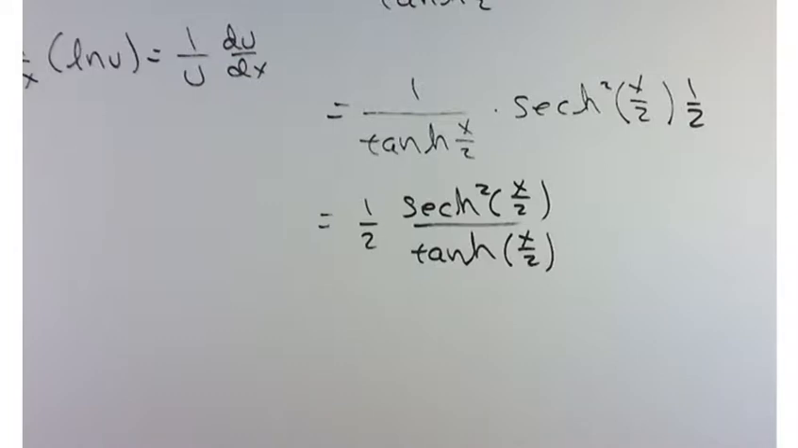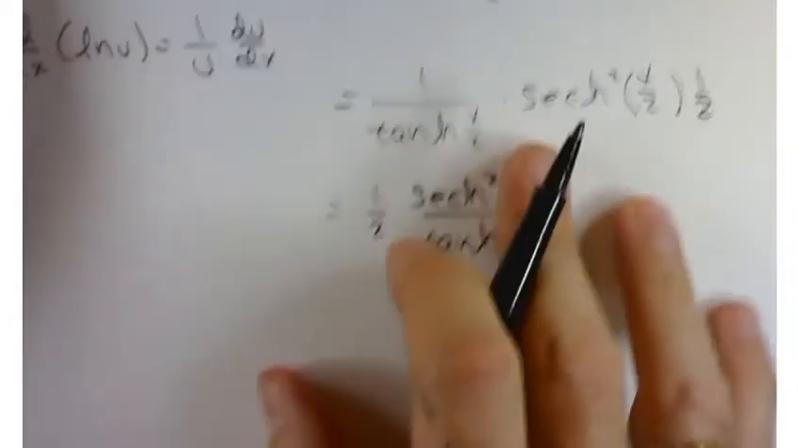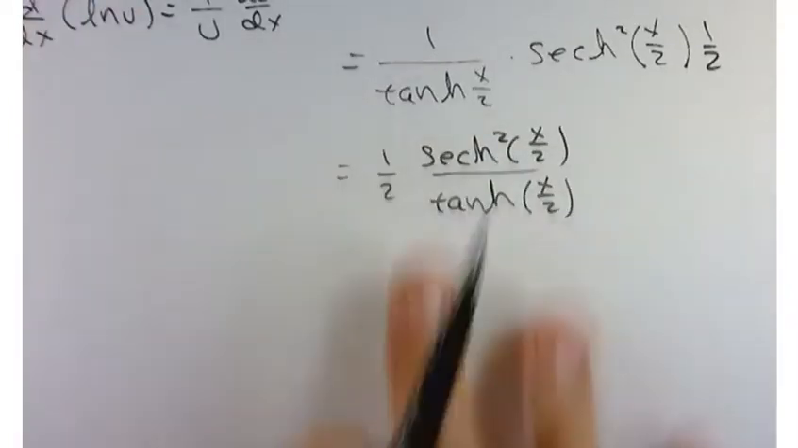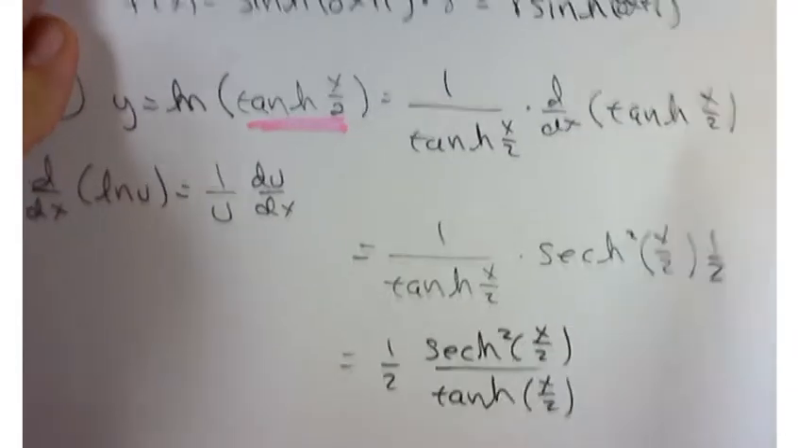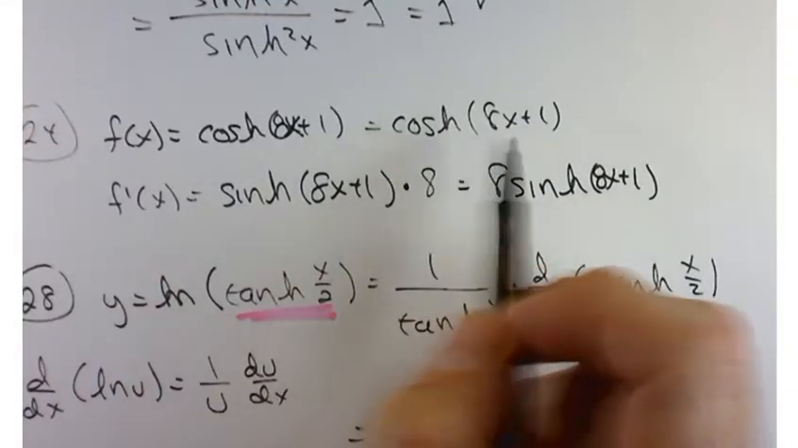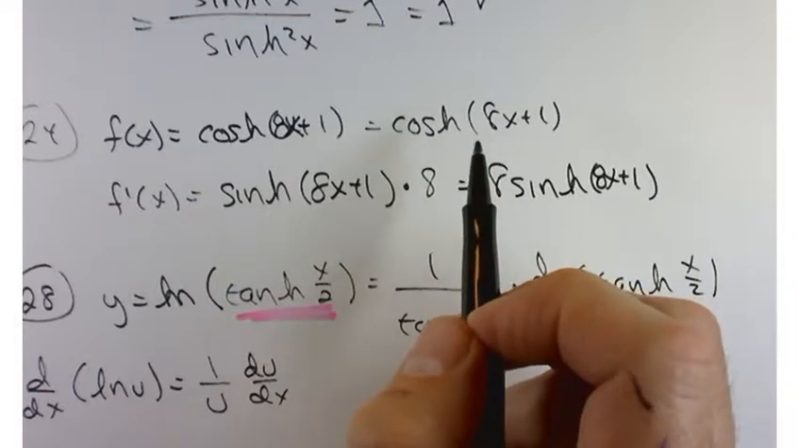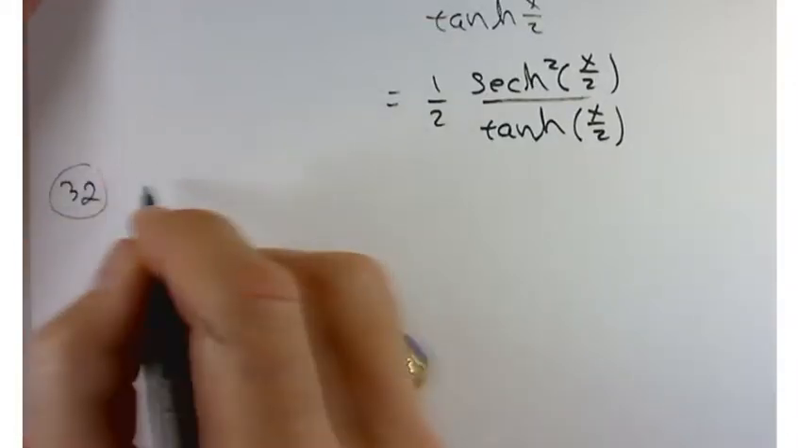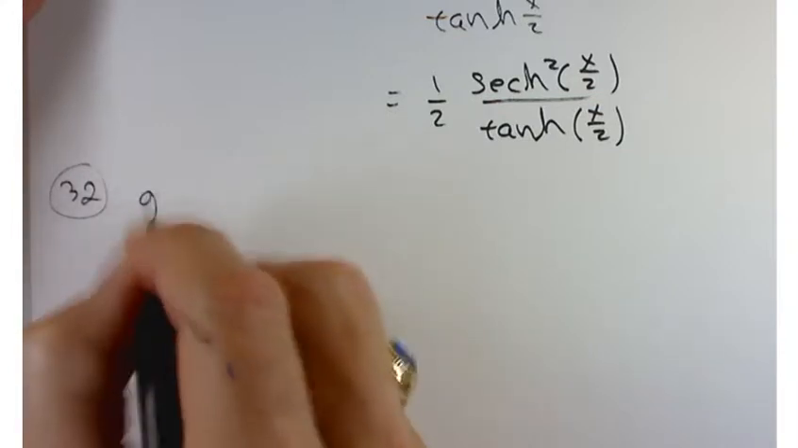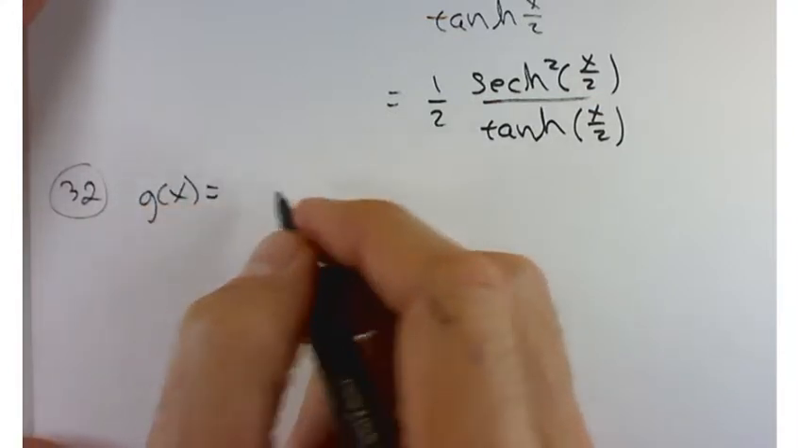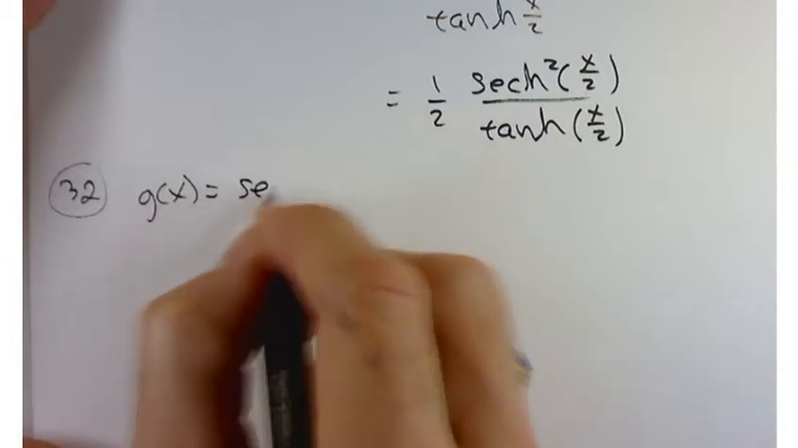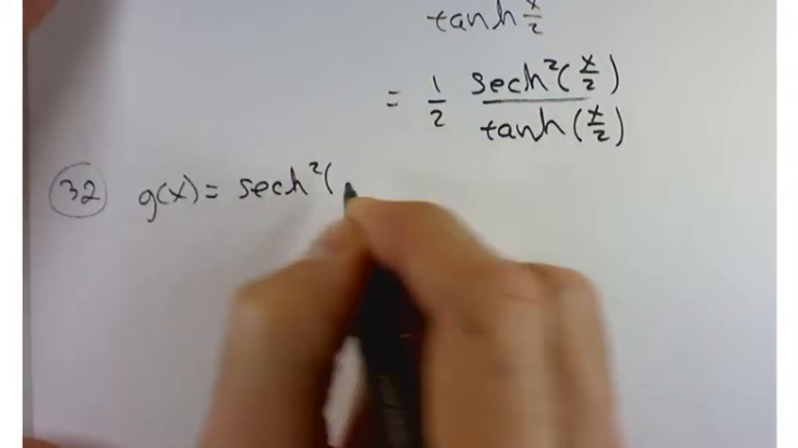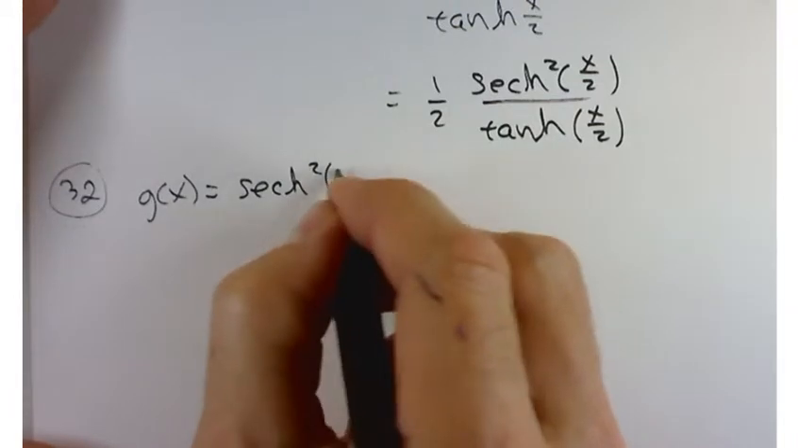One more along these lines, and it's an important one because there's some confusion on the notation. Just like people want to use the product rule here, you can't. You've got to use the chain rule. So there's also some confusion on problems like number 32. So g of x is hyperbolic secant squared of 3x.